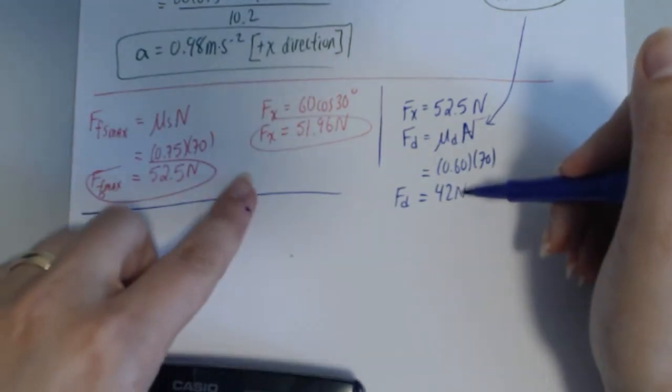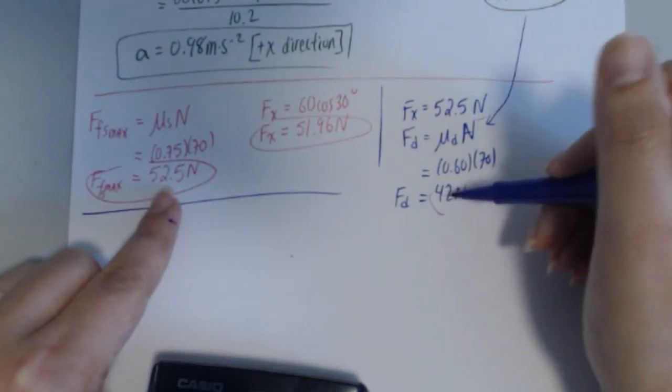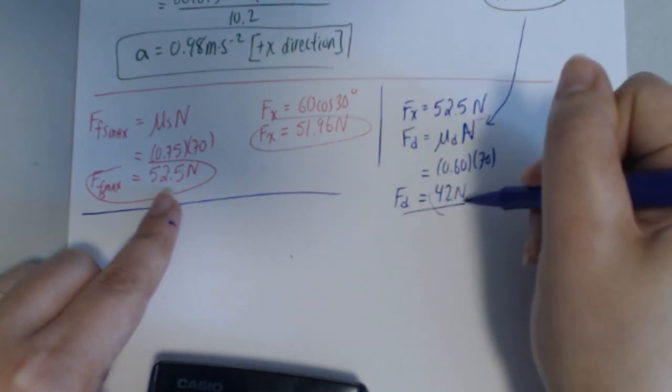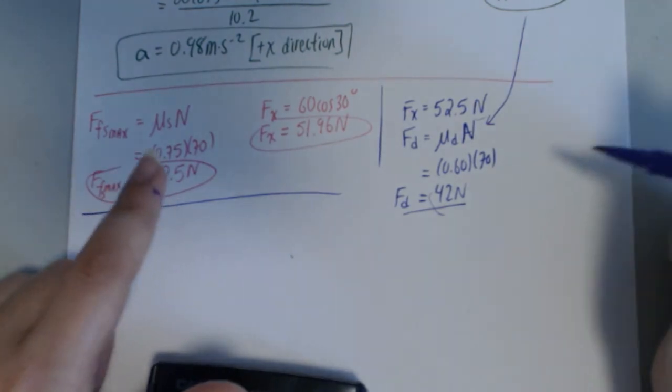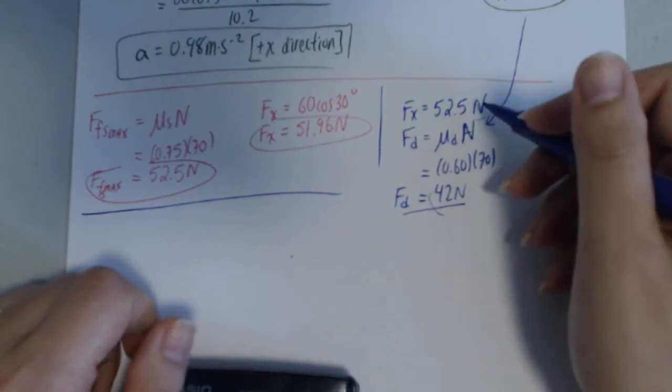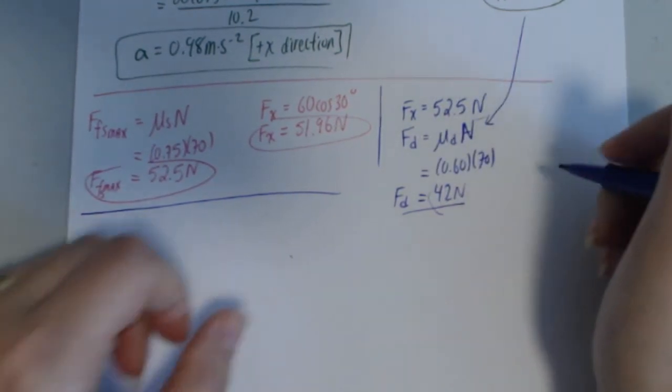Notice that that's considerably less than 52.5, right? And that's what we said before. The dynamic friction force will always be less than the maximum static friction force. Okay, so we've got this, and we can see that our applied force is 52.5.